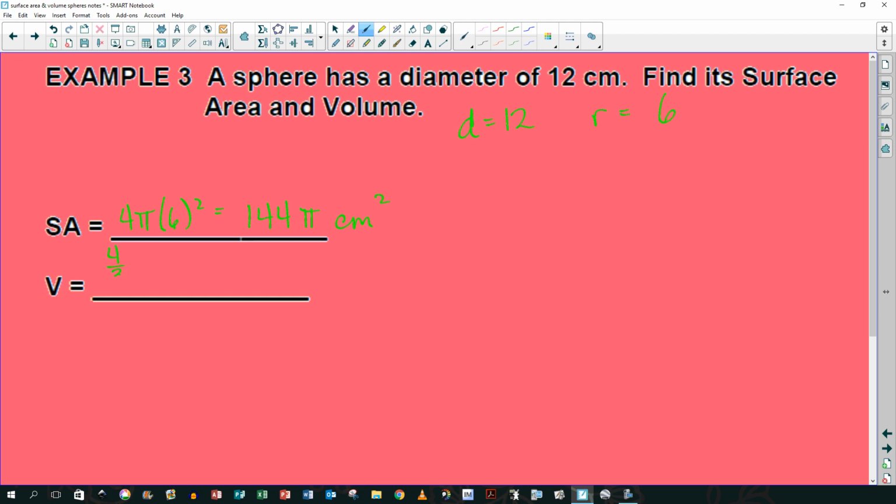Volume is 4/3 pi r cubed. The formulas are very similar, so be very careful. So we get 288 pi centimeters cubed. And no, they're not always going to be half of each other. Okay, just works this time. Questions?